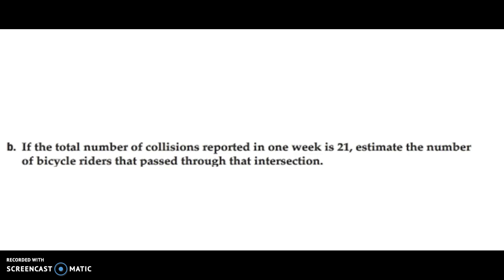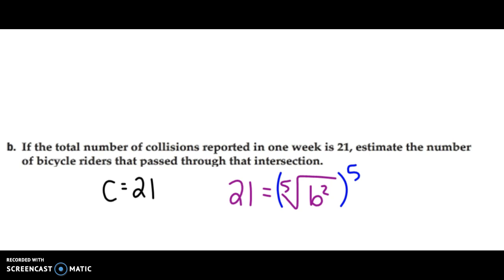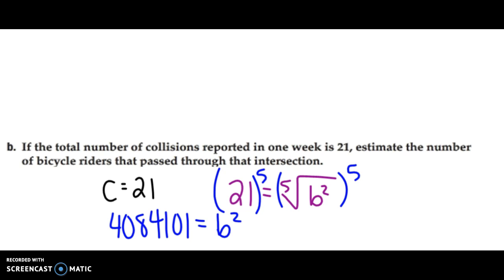Alright, so in letter B it says if the total number of collisions reported in 1 week is 21, estimate the number of bicycle riders that pass through the intersection. So for this one we know what c is, and c is 21. So I set up my problem like this. 21 is equal to the fifth root of b squared. Now, how do we undo a fifth root? Well, it's just like we undo a square root, we put it to the fifth power. And so 21 to the fifth power is a big number. It's 4,084,101, and that's equal to b squared.